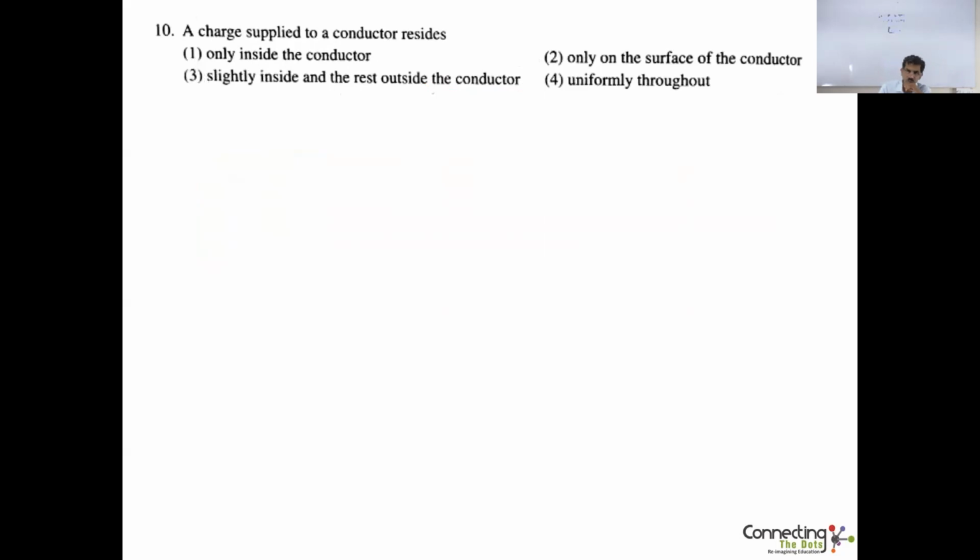The 10th question. A charge supplied to a conductor resides where? So when a conductor is supplied a certain charge, where do the charges reside? That's the question. When a charge is supplied to a conductor, it is always on the surface of the conductor that the charge resides. So it is not uniformly distributed in the entire body of the conductor. It only resides on the surface. So option 2 is the correct answer.